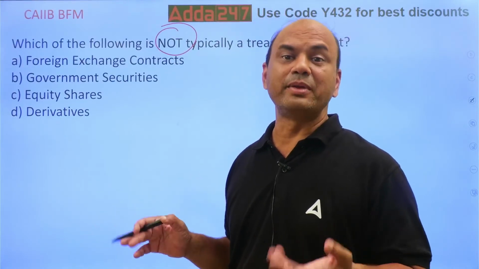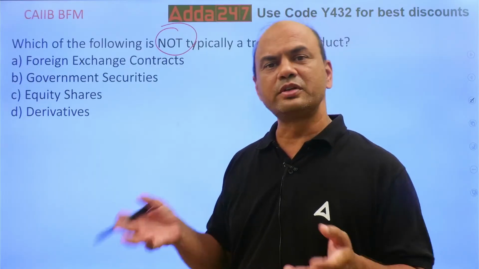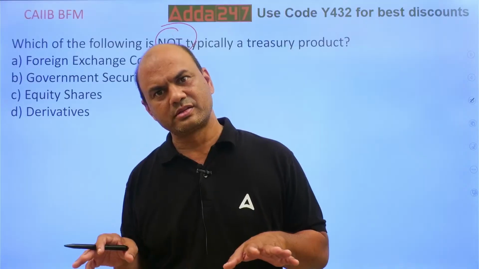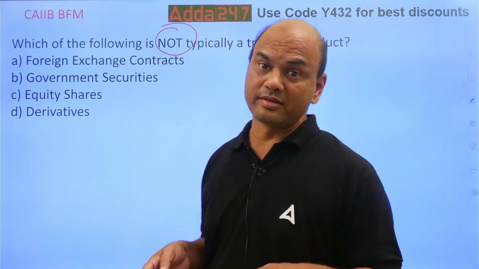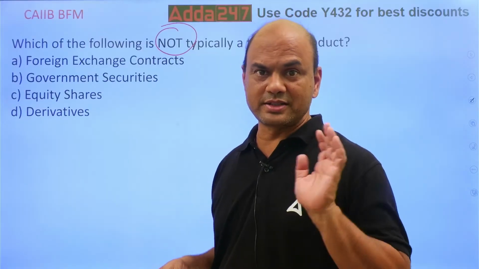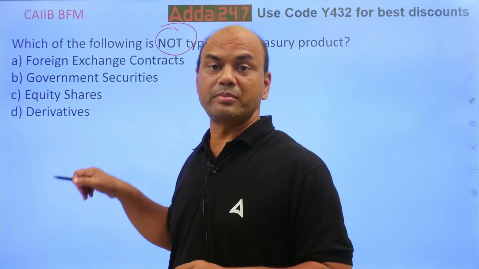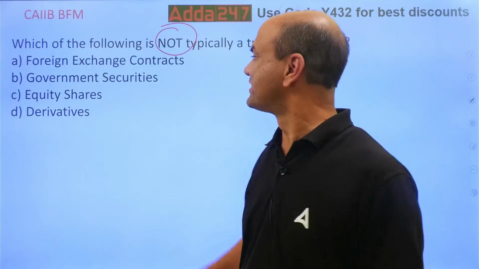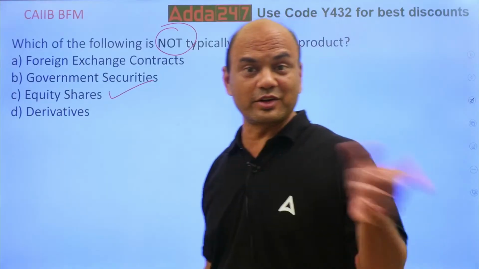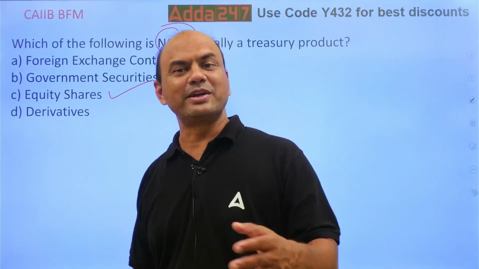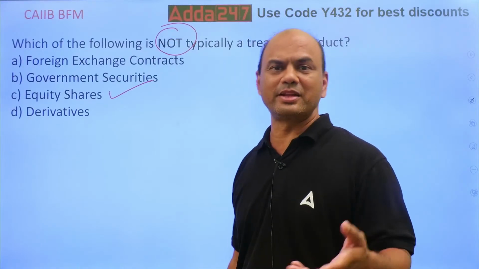Like in our retail banking, what do we have? Mutual fund is your product? No. Insurance, is it your product? No. But you deal in it, isn't it? Same logic over here. So which is not your product, but then also you deal in it. Equity shares. Equity shares is not the product of treasury. That's a part of stock market, capital market.